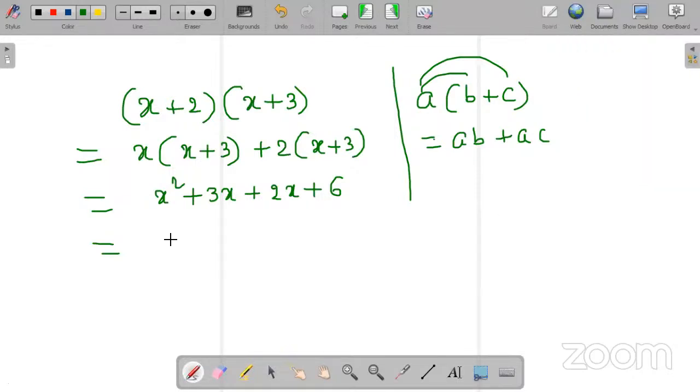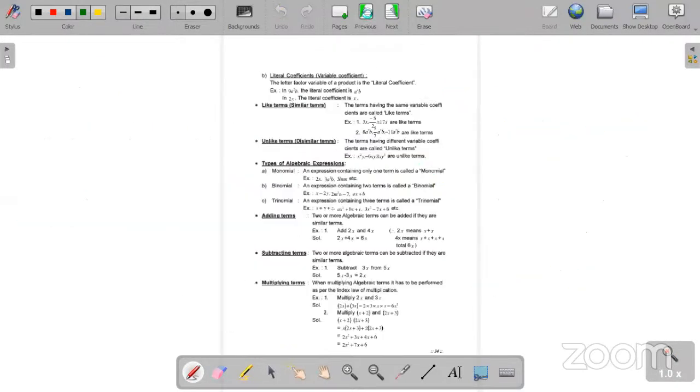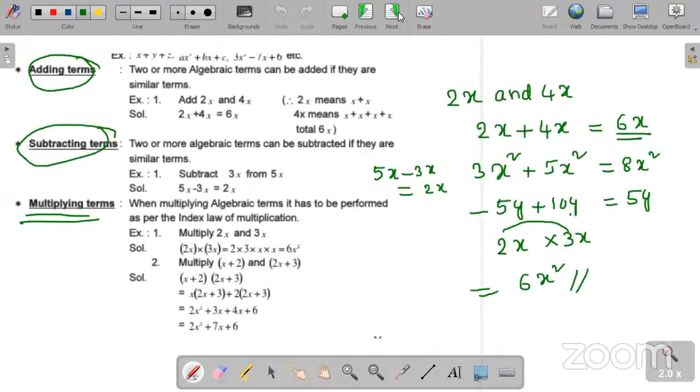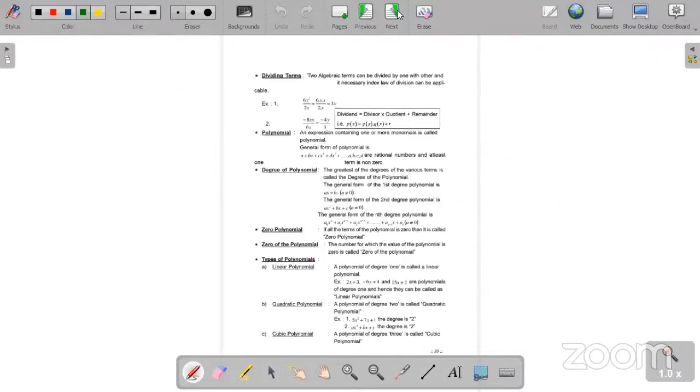Here we can write x square. 3x plus 2x can be added, so we write 5x plus 6. So the total number of terms in the resulting expression is 1, 2, 3. Three terms you will get from x plus 2 into x plus 3. Clear? Right. Okay. Multiplying terms also we have completed.